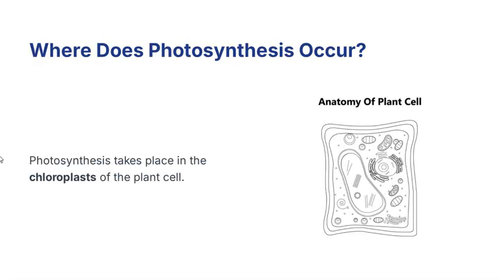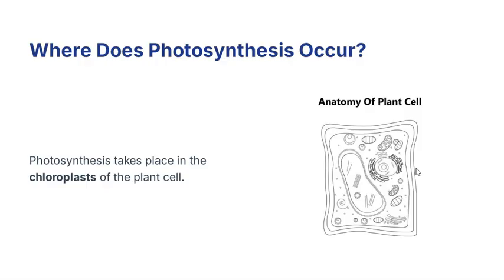Okay, so where does photosynthesis occur? So we have the anatomy of a plant cell. This is what a plant cell looks like. It's very box shaped, and it has a cell wall. Photosynthesis takes place in the chloroplast, and in the chloroplast, there's stomata, there's stacks of stroma.